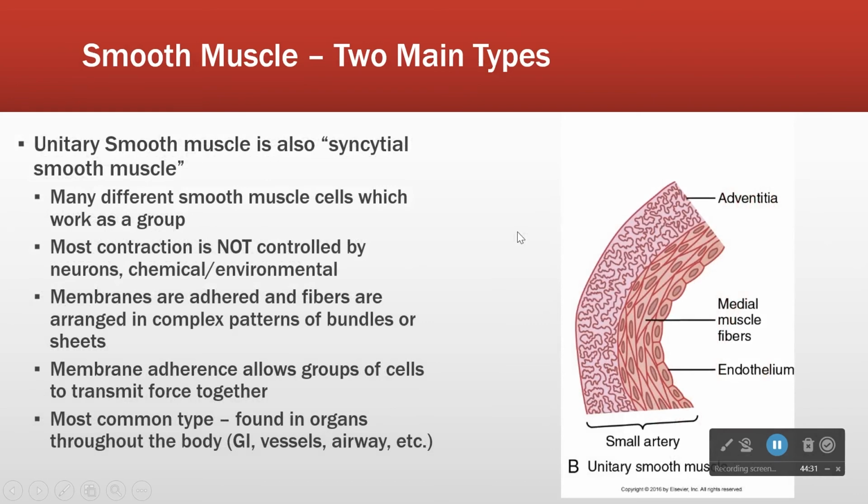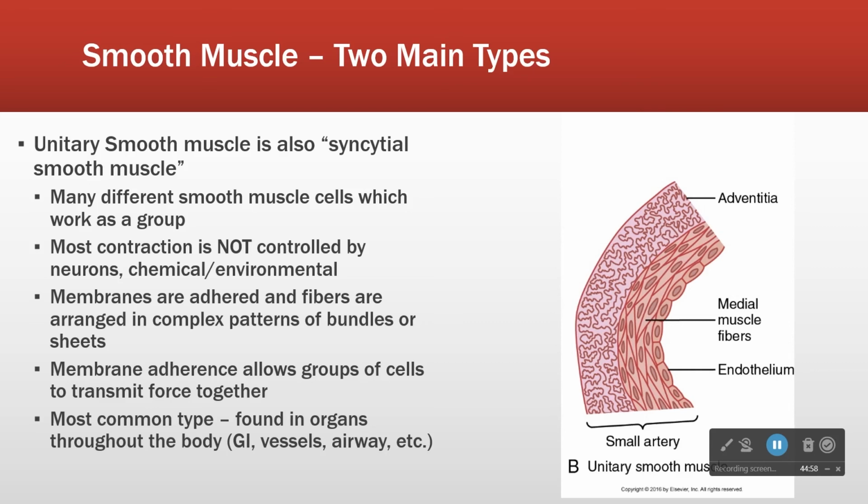For unitary muscle, we also call it syncytial smooth muscle. That's what I tend to call it, is syncytial muscle. A syncytium is just a group of things working together. All right, so a syncytial smooth muscle, you've got lots of different muscle cells, but because of how they're connected, they tend to do things at the same time. So they kind of help each other. So we get many different cells that work as a group.